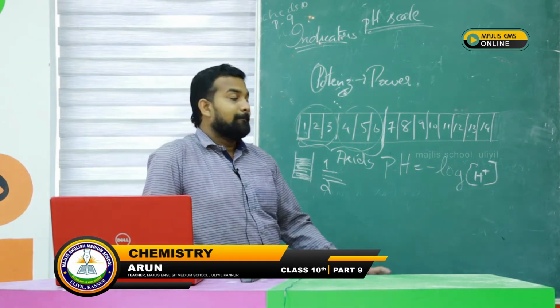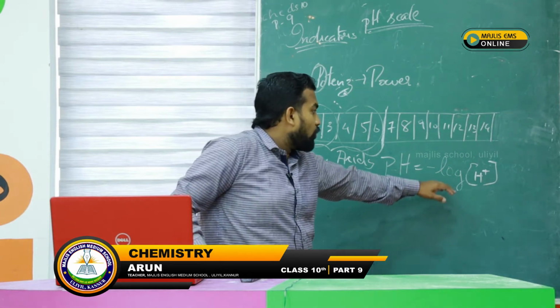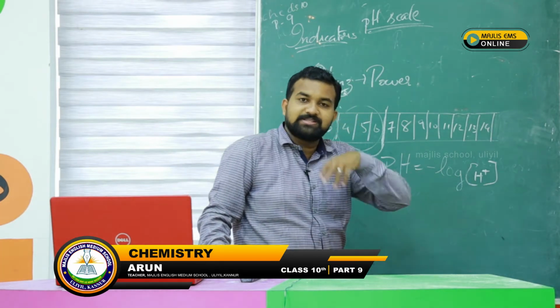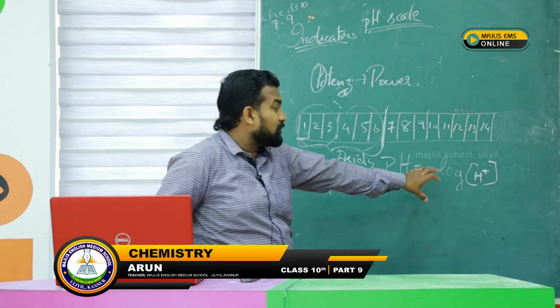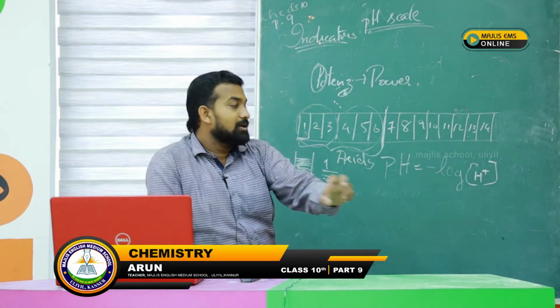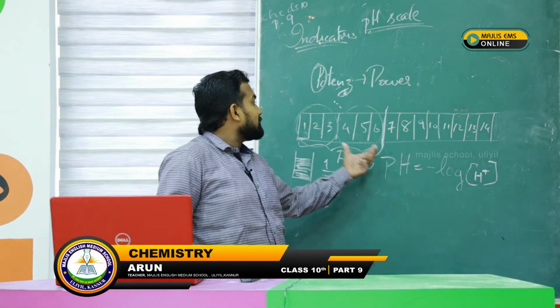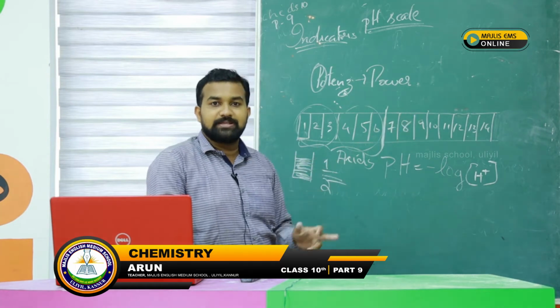pH is equal to minus log of H plus ion concentration. This molar concentration and all, we will be studying it in your higher classes. So this equation, the concentration of hydrogen ion in any substance, taking the negative log of that value, we will get the pH value. This is how we are going to arrange it.